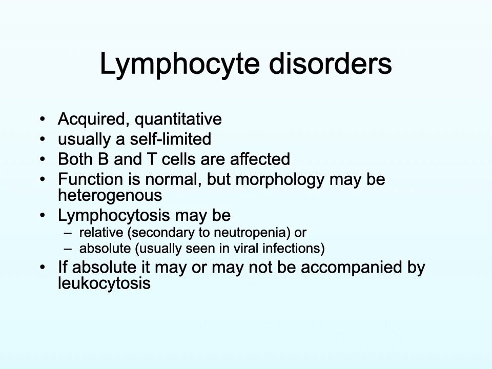Lymphocyte disorders is an acquired quantitative disorder, usually self-limited. Both B and T lymphocytes are affected. The functions of these cells are normal, but the morphology may be heterogeneous. Lymphocytosis may be relative or absolute. Relative is secondary to neutropenia, while absolute is usually seen in viral infections. If absolute, it may or may not be accompanied by leukocytosis.